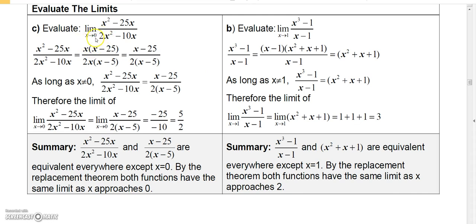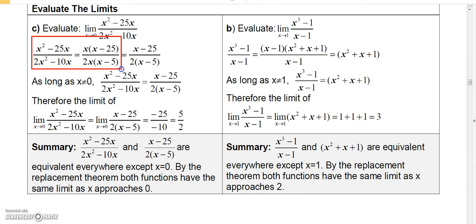And now we're going back to cancellation, factoring and cancel. So here, again, if you plug 0 in you'll see that you get 0 over 0, so we can't determine the limit that way. So what I'm going to do is factor the numerator and denominator. So let me show you. Here's my function. If I factor the numerator, I get x times x minus 25.